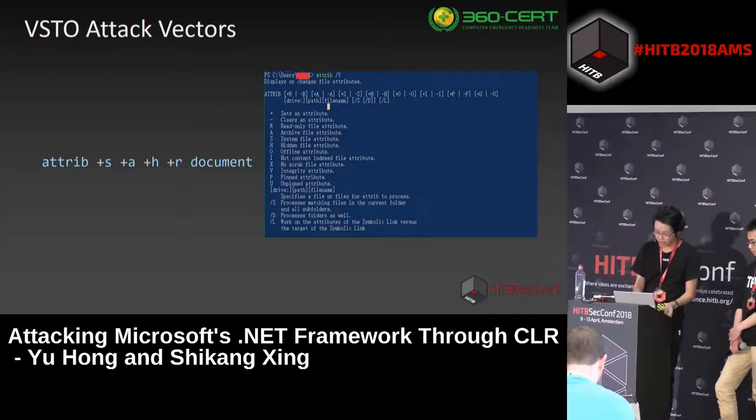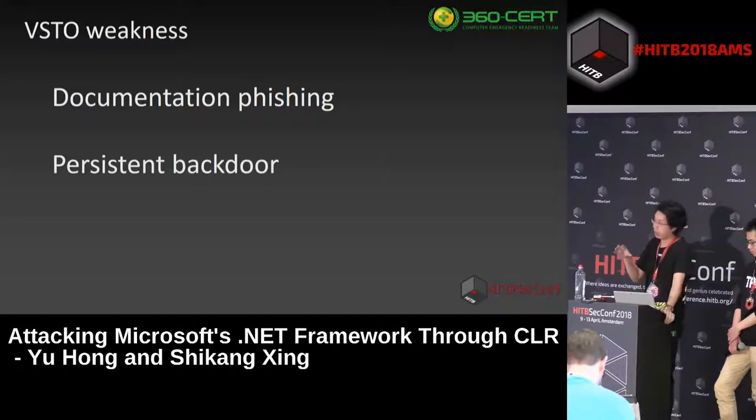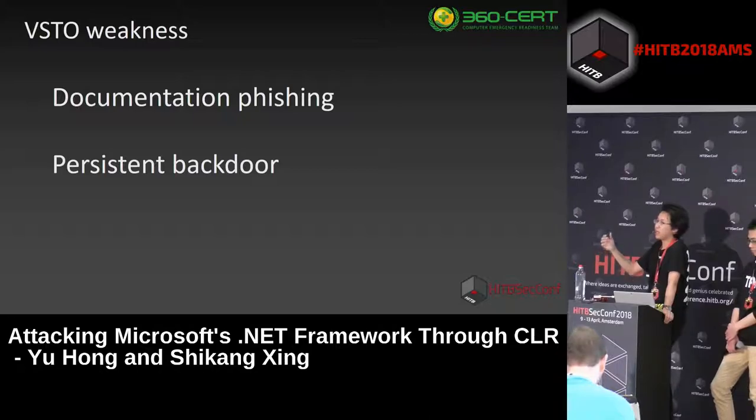After that, we have some attacking surface in the real world, and we try to do this and show the effect of this attack. So we have two attacking surfaces. The first one is documentation phishing, and the second is to do a backdoor. To do the backdoor is easy to understand. Just make an add-in extension or template. Once you control someone's PC, you can do this, to do your backdoor.